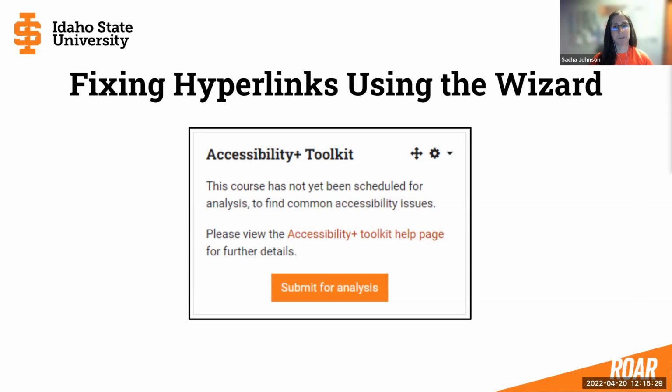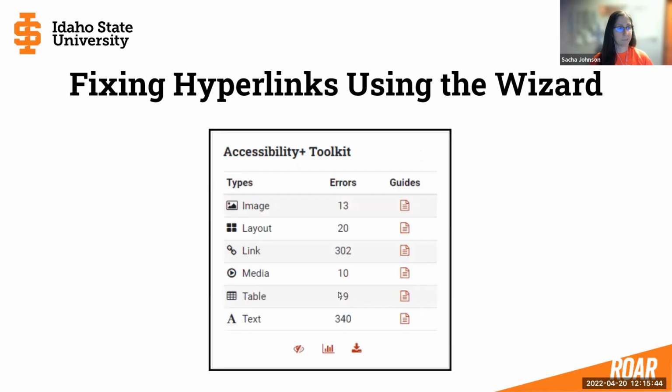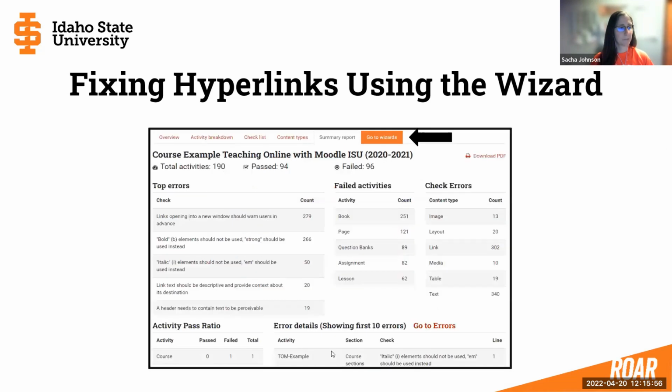So this can take anywhere from 5 to 10 minutes, depending on the number of courses that have submitted requests and the complexity of your course. So you will select the Submit for Analysis button to analyze your course materials using the Accessibility Plus Toolkit. And once that analysis is complete, the Accessibility Plus Tool block will display a summary report, and you can select the graph icon to see the full report and access the wizards.